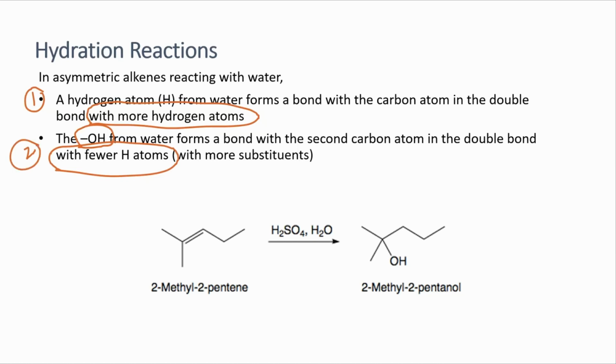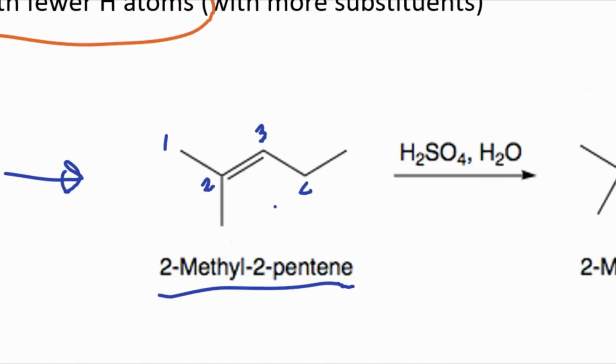So what does this mean? Let's take an example. We have 2-methyl-2-pentene. The line angle structure is given here. This is a 5 carbon long chain, pentene, so this is an alkene with 5 carbon atoms and a methyl group attached to the second carbon. 1, 2, 3, 4, 5. And we call this 2-methyl-2-pentene.